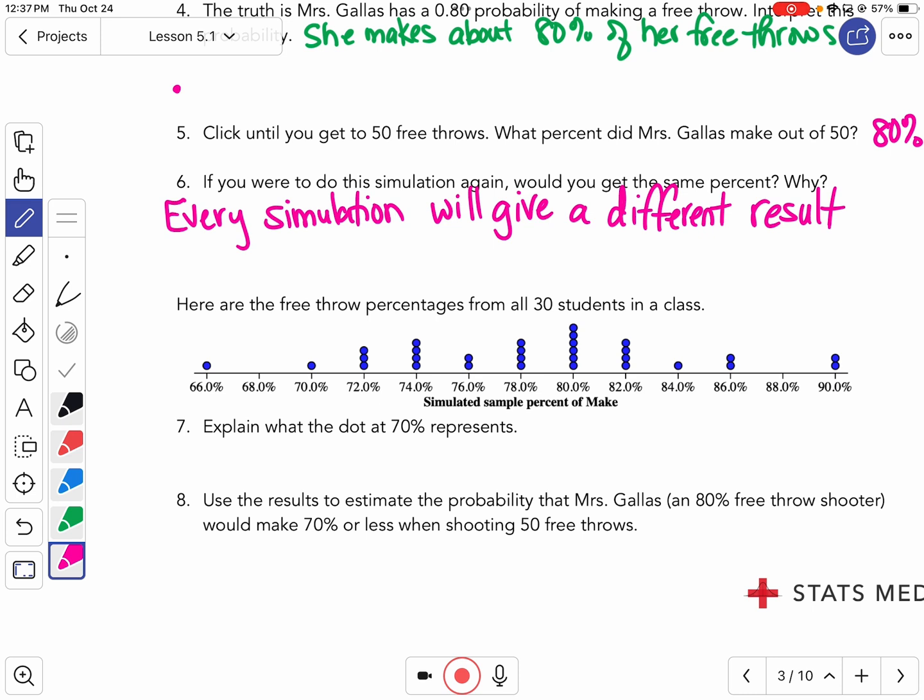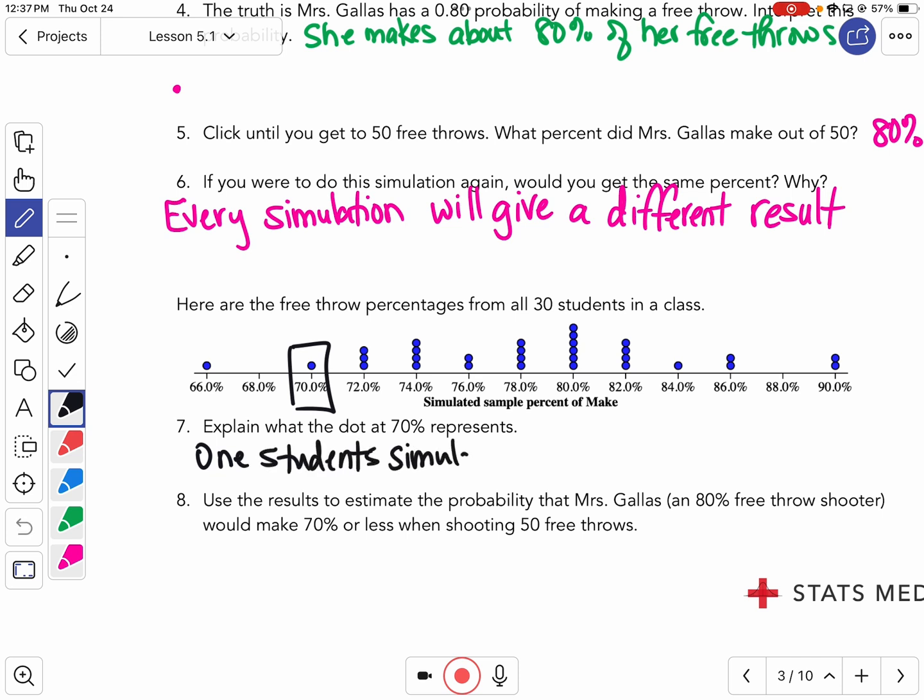Okay. So if 30 students did it, how many dots are on the graph? 30. Okay. So there's 30 dots on the graph and they represent every student who was doing the simulation. So let's talk about what the dot above 70% represents. Okay, what does that dot represent? One student's simulation data.